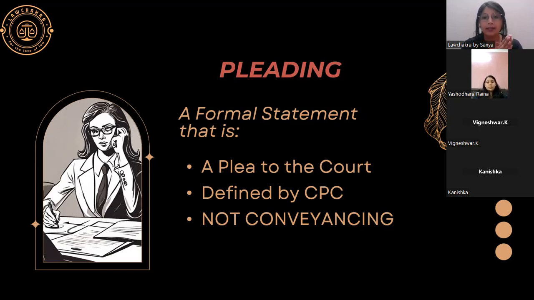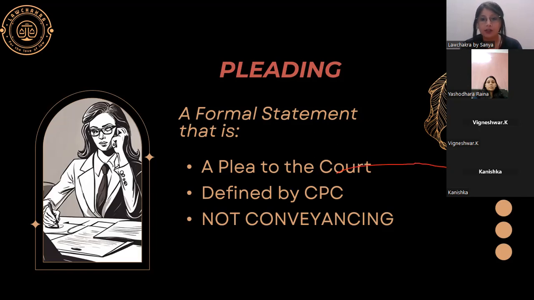So a pleading has to be a document that is filed in the court. It is in a civil case. It is not conveyancing. Conveyancing is something that transfers one property from one person to another. Majorly, conveyancing is pertaining to immovable property. When we're talking about conveyance deeds or the agreement to sell or the sale deed, so on and so forth, all of those things, they are conveyancing and they have a different approach altogether.